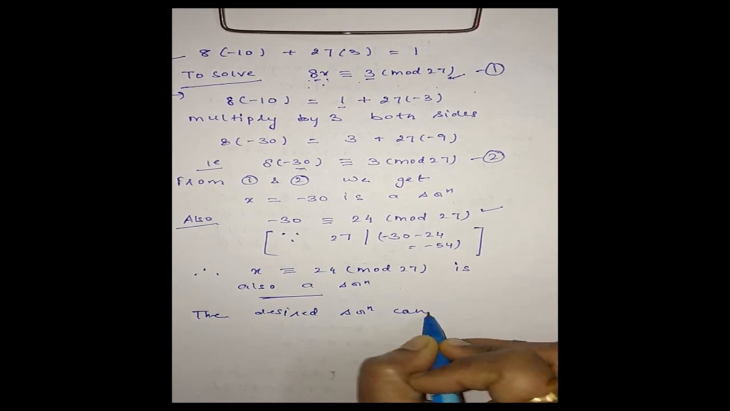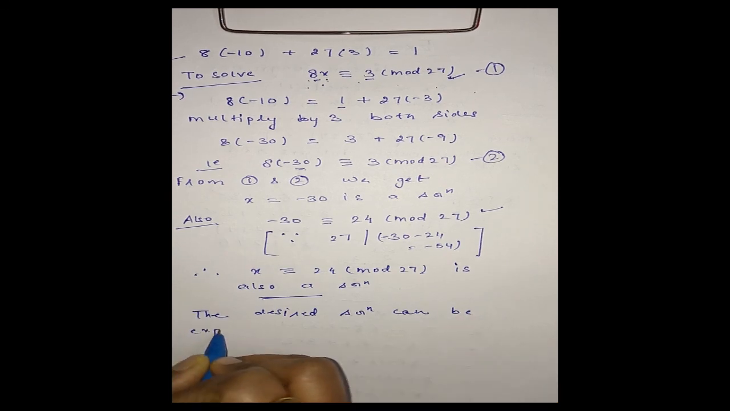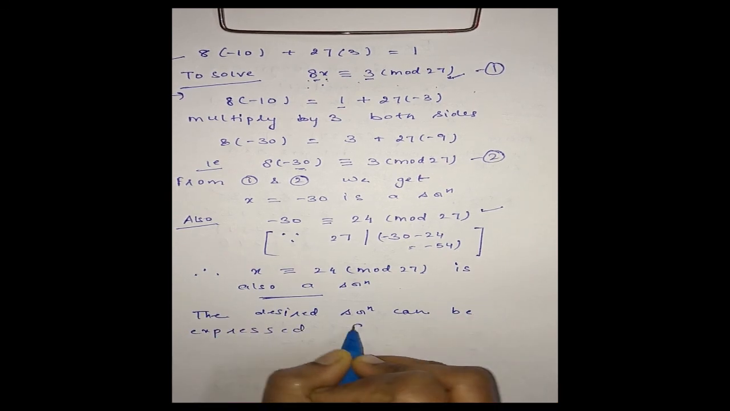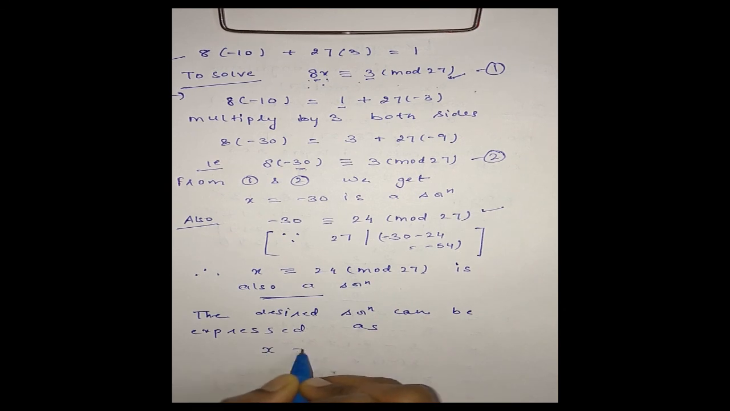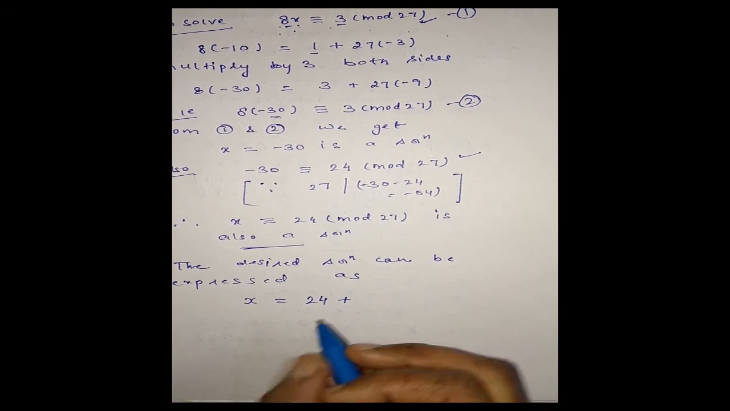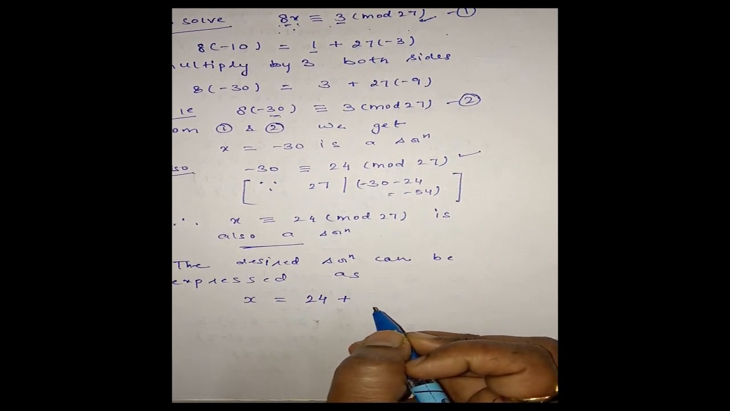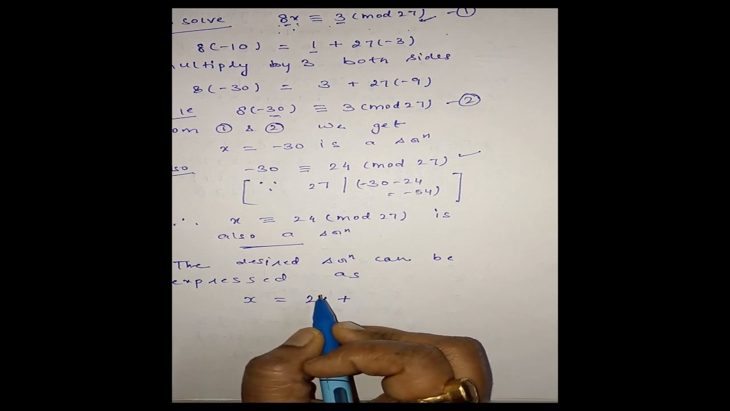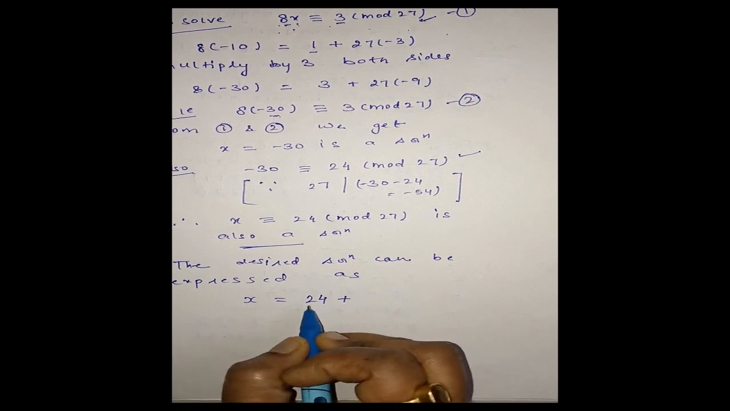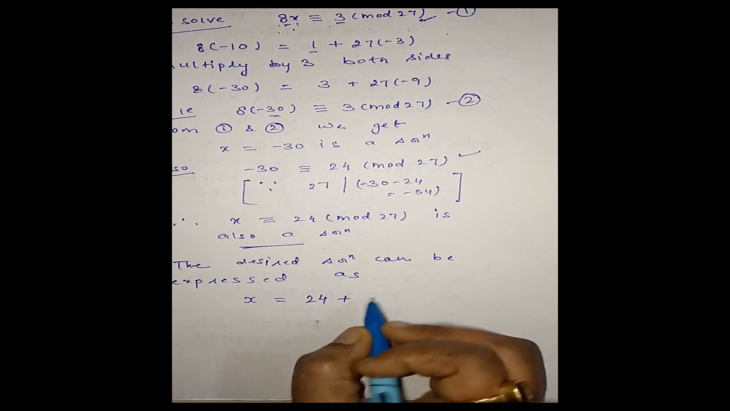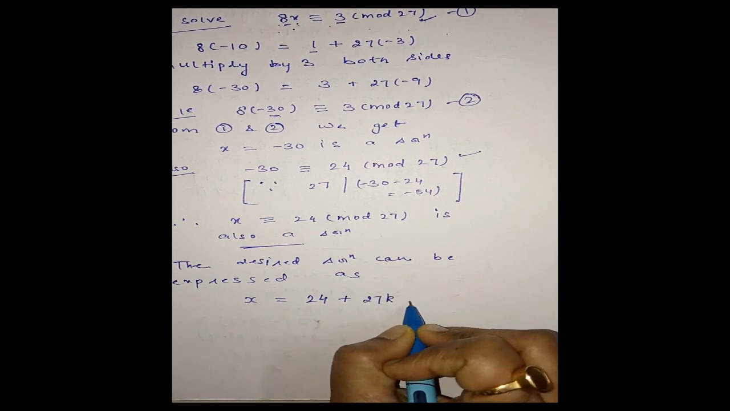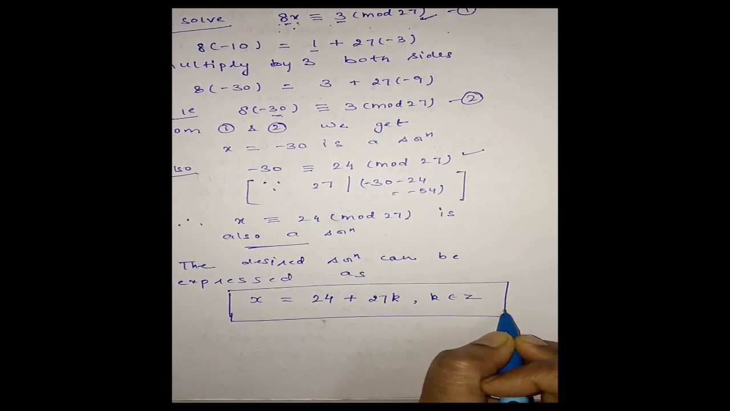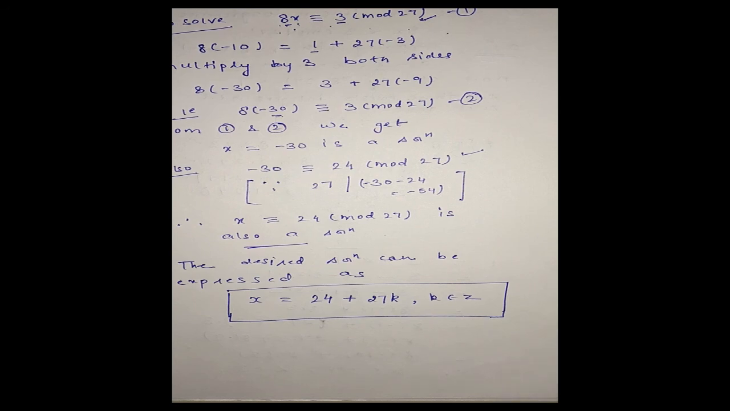can be expressed, using theorem 1, as x is equal to x naught plus n into k, where k is an integer, is a general solution. Here n is 27 and x naught is 24, therefore x is equal to 24 plus 27 into k, where k belongs to Z, is the solution. Okay, this is how we have to solve the linear congruence. Clear?